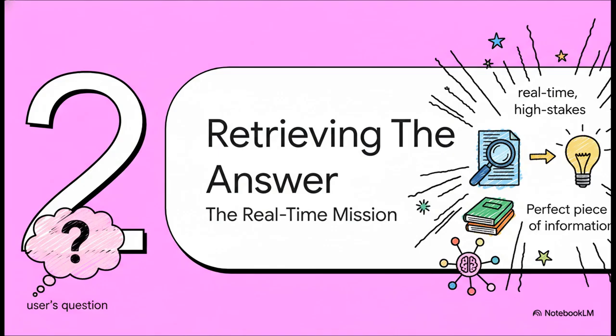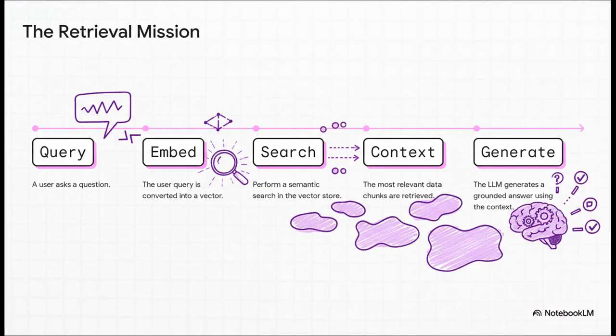Okay, on to phase two, retrieving the perfect answer. This is the real-time mission to find information. Our library is all built and ready to go. Now, a user asks a question, and that one little query kicks off this high-stakes real-time mission to find the absolute perfect piece of information. And this all happens in the blink of an eye.